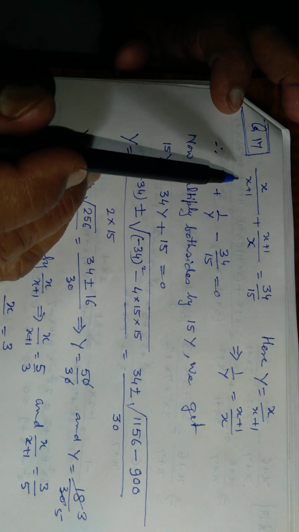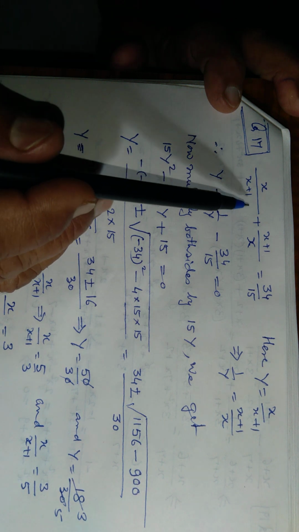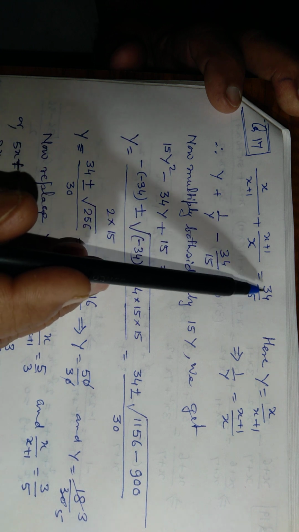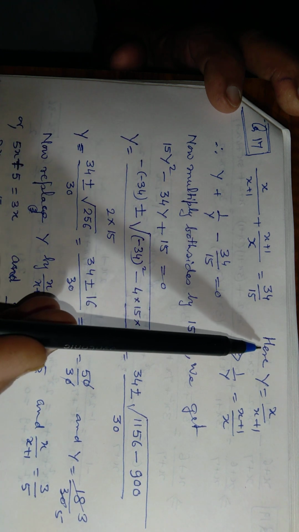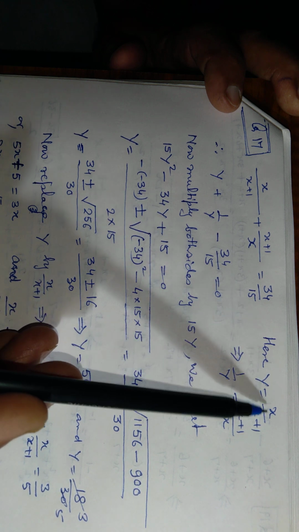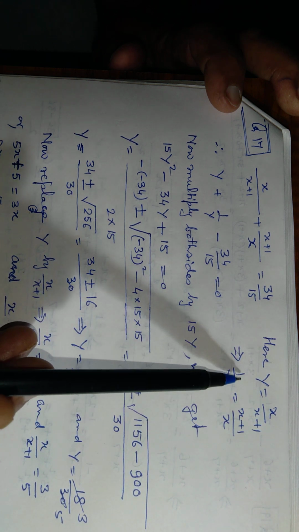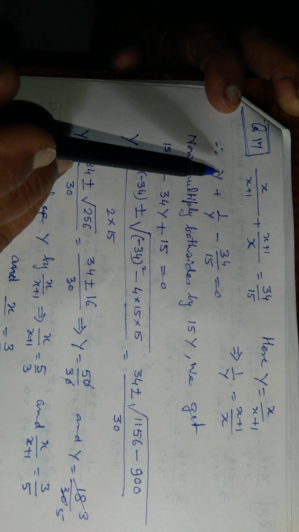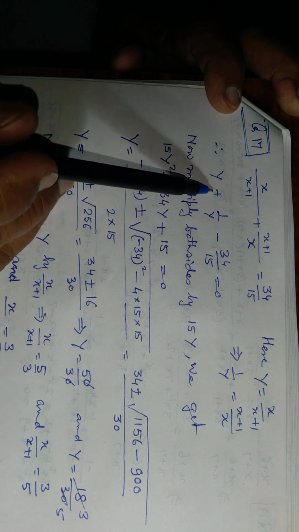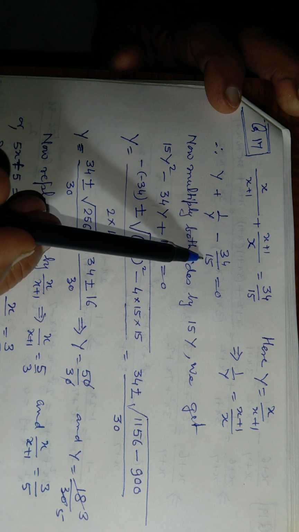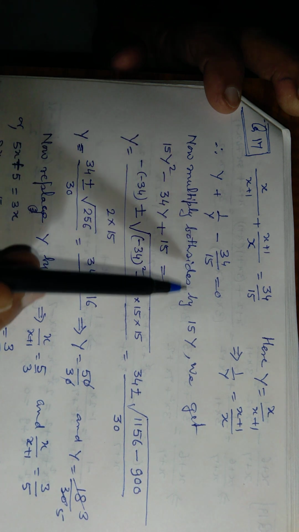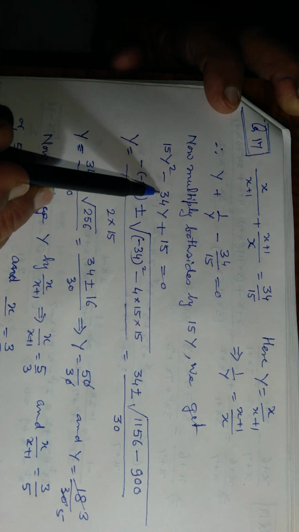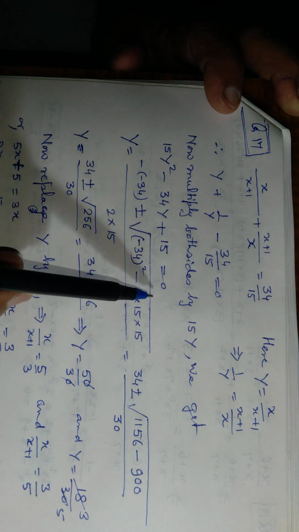Now question number 17. x upon x plus 1 plus x plus 1 upon x equal to 34 by 15. Here we put y is equal to x upon x plus 1. So 1 upon y will be equal to x plus 1 upon x. So this complete equation will be like this: y plus 1 upon y minus 34 by 15 will equal to 0. Now multiplying both sides by 15y, we get 15y square minus 34y plus 15 equal to 0.